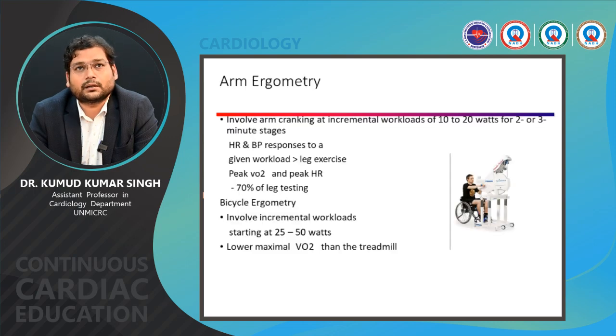So what is arm ergometry? This involves arm cranking at incremental workloads of 10 to 20 watts for 2 to 3 minutes in a staged fashion. We have heart rate and BP responses to a given workload, and it is more than the leg exercise. The peak VO2 and peak heart rate is around 70% of the leg testing. Bicycle ergometry involves incremental workloads starting at 25 to 50 watts, and it has lower maximal VO2 than the treadmill.